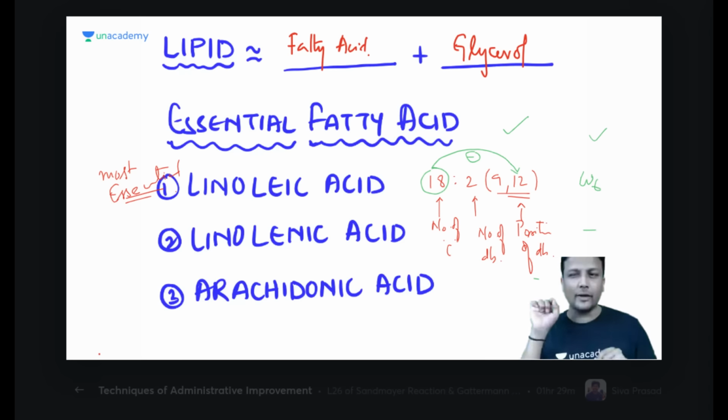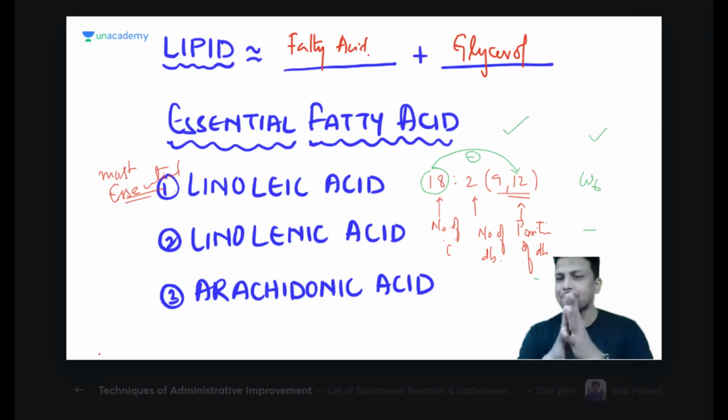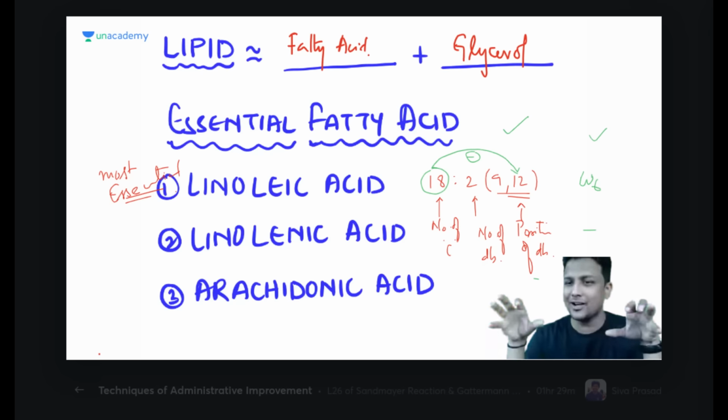Now let me poke a little at your pharmacology. Listen carefully. Do you remember pharmacology? Are you all done with the pharmacology, guys? Have you learned about NSAIDs, the non-steroidal anti-inflammatory drugs? And there, I think you have learned about arachidonic acid. Arachidonic acid will undergo metabolism by the COX pathway and the LOX pathway.